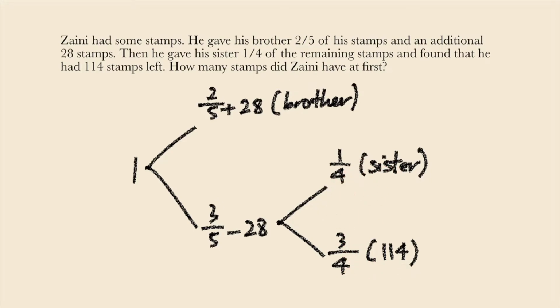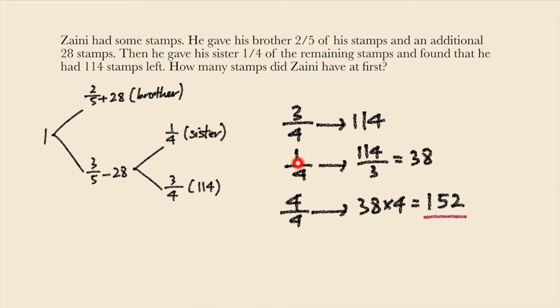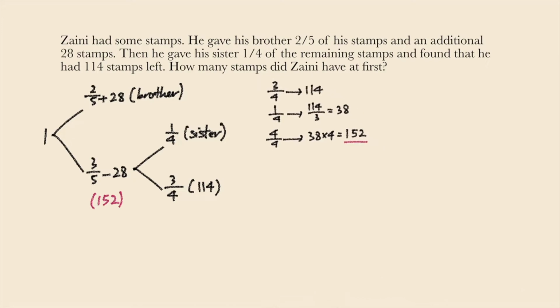So for this second branch, it's like the usual branch method without the real number to it. Well, we can form an equation that's easy. 3/4 represent 114. 1 unit, therefore 38. 4 units, 152. Why find 4 units? Because that's the sum of these 2 branches, which means we can write 152 here, from which we can form a new equation.